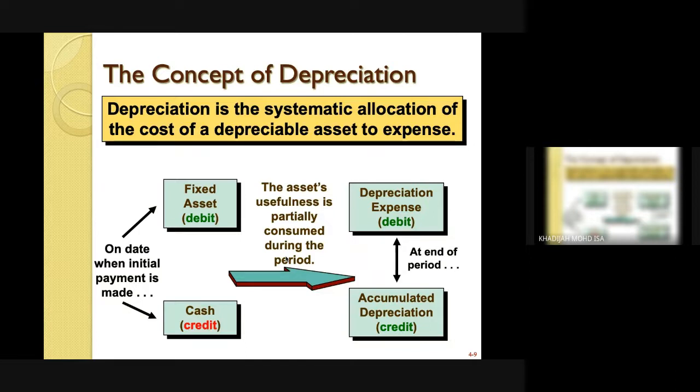Right? So upon purchase of the asset, you're going to debit your fixed asset, credit your cash. But throughout the period of usefulness, you're going to consume the asset. So you're going to recognize how much is the expense from the asset. And then you're going to have the accumulated depreciation account, because you don't pay for your depreciation. So that's why we are creating what we call the accumulated depreciation account. It's a contra account.